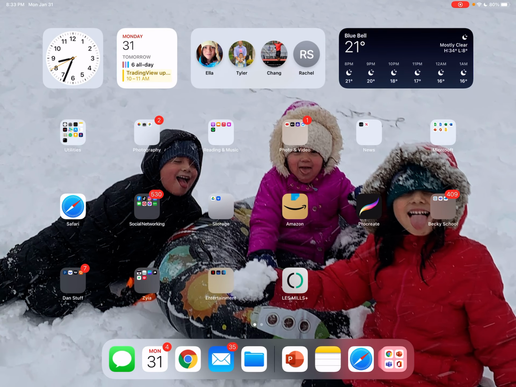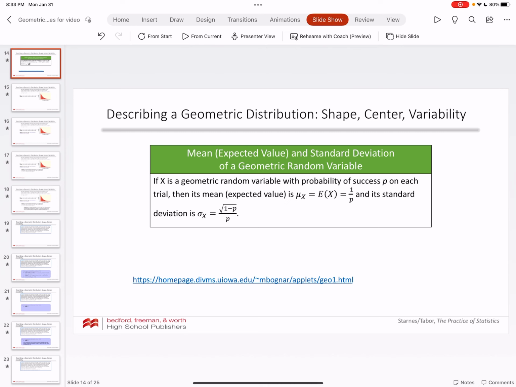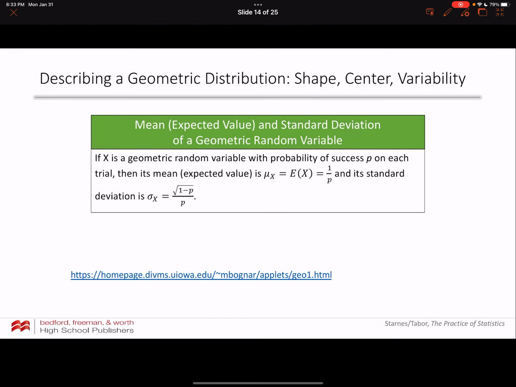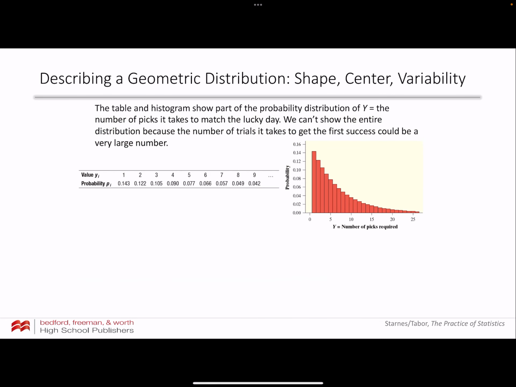So hopefully it should make sense to you that your distributions are all going to be right skewed. So when we talk about describing the distributions, again, shape, center, spread, right? So the shape is always going to be right skewed. Always, always, no exception to that rule.